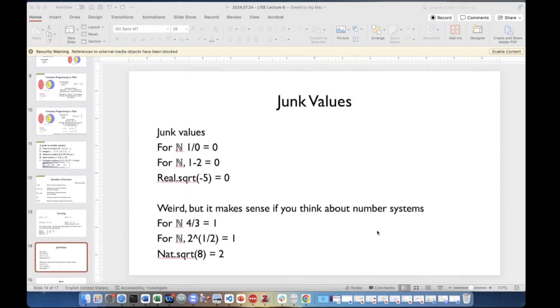Okay, and now we're about to talk about how the derivative is defined in Lean. So do we have any questions about this before we move on?